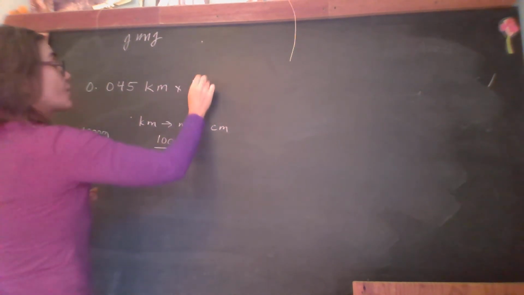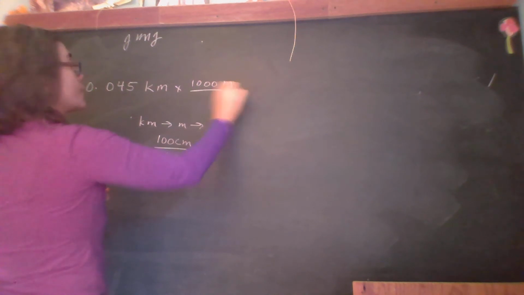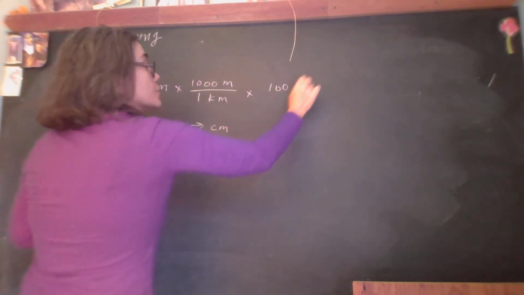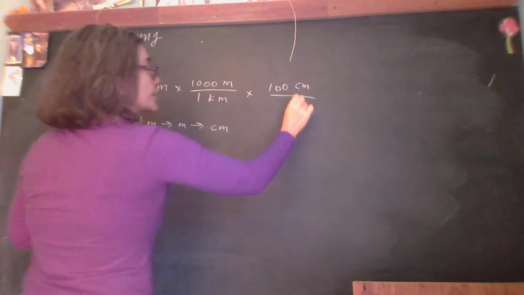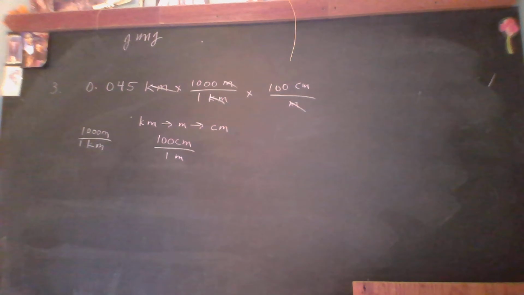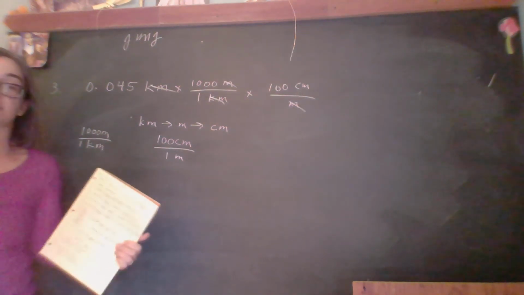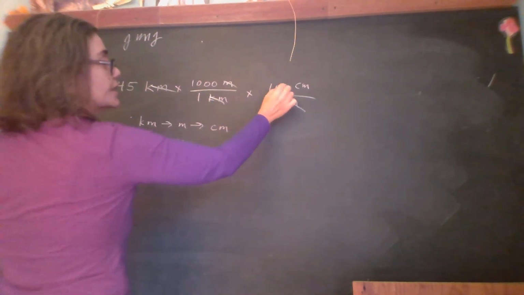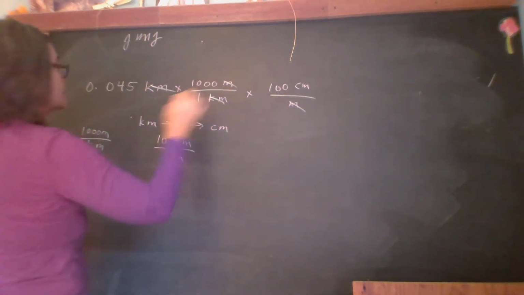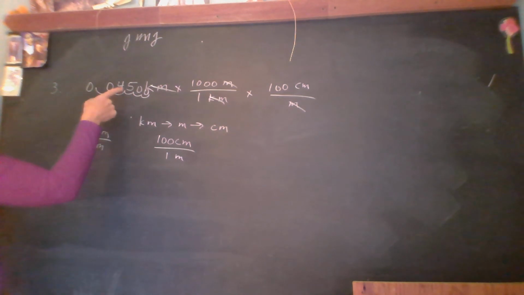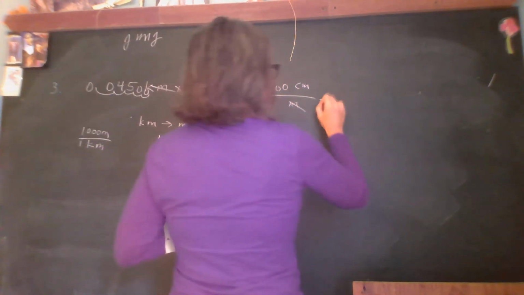Okay. So 1,000 meters per 1 kilometer times 100 centimeters per 1 meter. So meter, meter, kilometers, kilometers, centimeters. That means we set up our problem right, because we're coming up with an answer in centimeters. Now let's count our zeros. 1, 2, 3, 4, 5. 5 zeros. So we're going to go 1, 2, 3, 4, 5. I can stick in some zeros. So we have 4,500 centimeters.